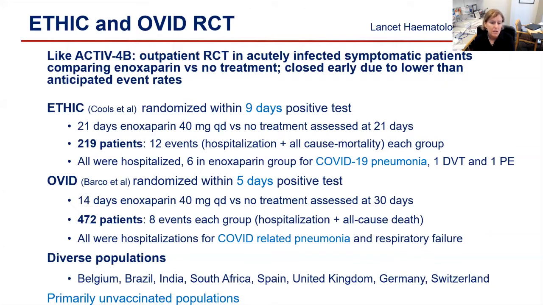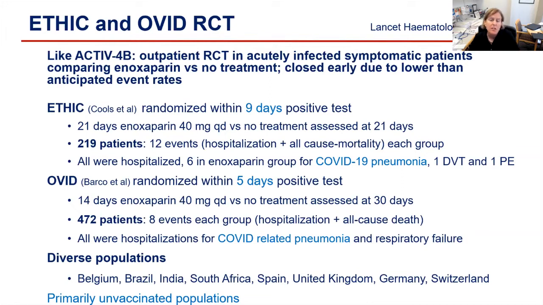Of those randomized to enoxaparin, 6, or half of them, were admitted for COVID-19 pneumonia, again, progression of what we presume is microvascular thrombosis, as well as the other inflammatory components of COVID-19 pneumonia. The Avid trial randomized participants within 5 days of a positive test, and participants were assigned to either 14 days of enoxaparin, again at the prophylactic dose of 40 milligrams, versus no treatment, and were assessed at 30 days. Of the 472 patients that were randomized, there were 8 events in each group, so roughly the same event rate as we saw in Active-4B. All of these participants who experienced an endpoint were hospitalized for COVID-related pneumonia and respiratory failure.